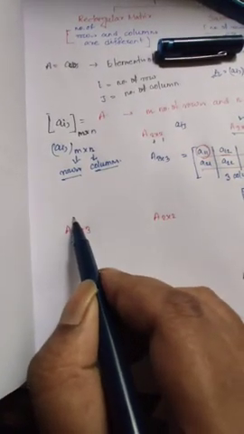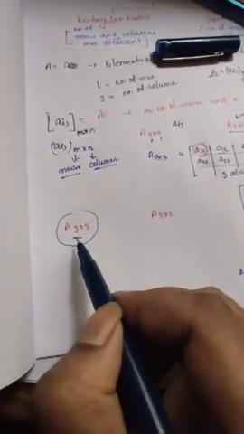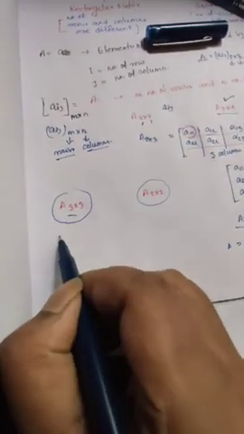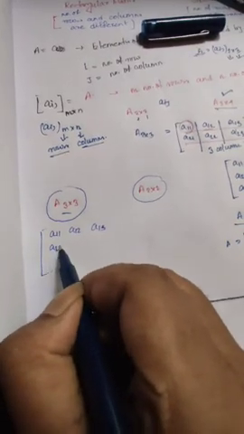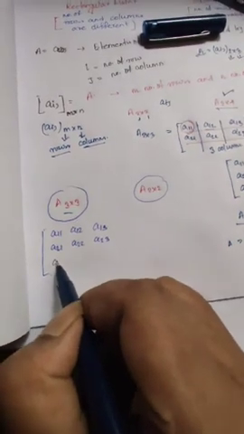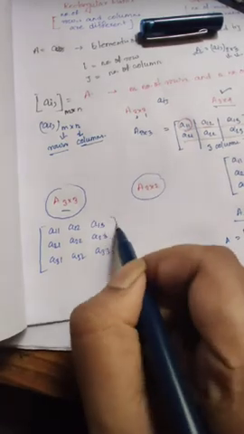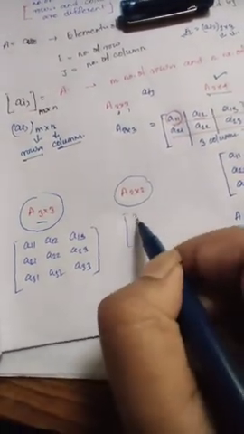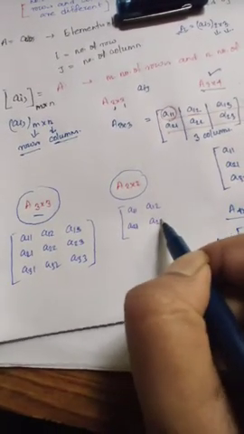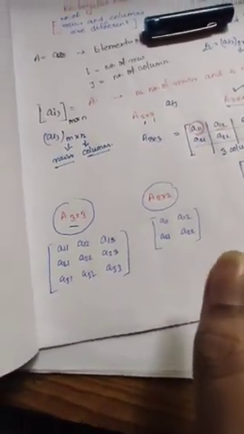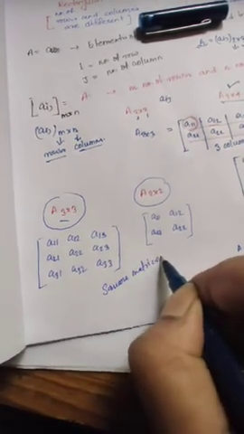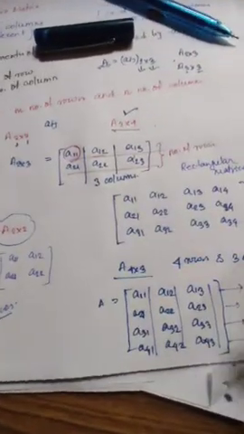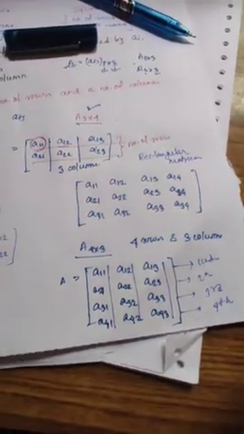Now I will show you how to construct a matrix where the rows and columns are the same. Here I will consider A 3 cross 3, whose elements are a11, a12, a13, a21, a22, a23, a31, a32, a33, and A 2 cross 2, that is a11, a12, a21, a22. Here the number of rows and columns are the same, so these matrices are known as square matrices. And matrices where the number of rows and columns are different are known as rectangular matrices.